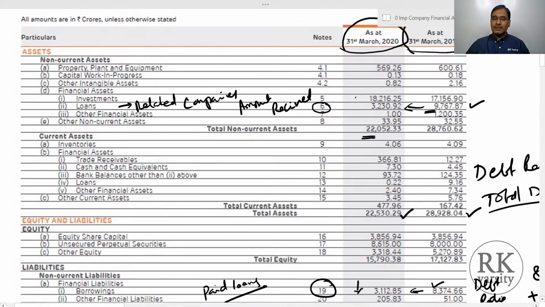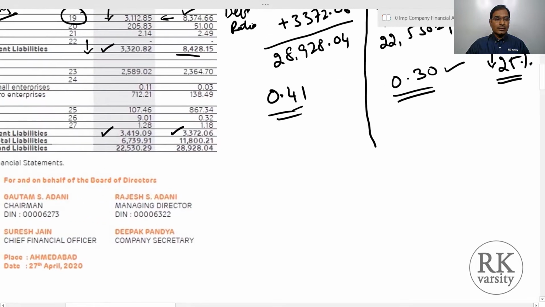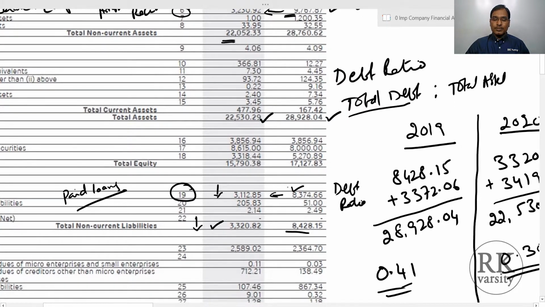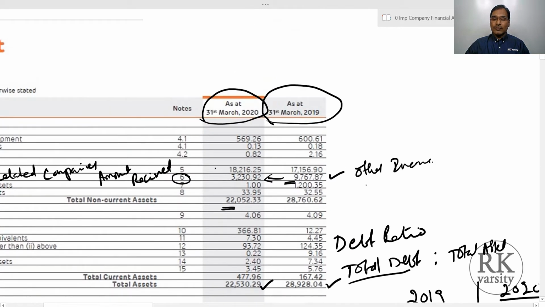To know more about this, you also need to look at the profit and loss account to know the finance costs. Here, the 9,767 crores which is given to the related companies will give you other income, whereas the loans that you have to pay give you a finance cost. Now, what is the total finance cost and total other income? I observed the annual report.